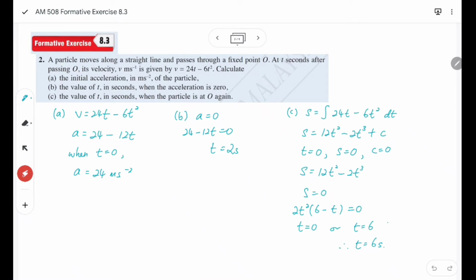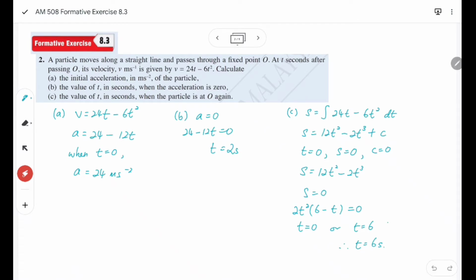So initial acceleration happens when t equals 0. So when t equals 0, we sub in, we will get a is only equal to 24 meters per second squared. B. The value of t in seconds when the acceleration is 0. So when the acceleration is 0, a equals 0, 24 minus 12t equals 0, there we get t equals 2 seconds.